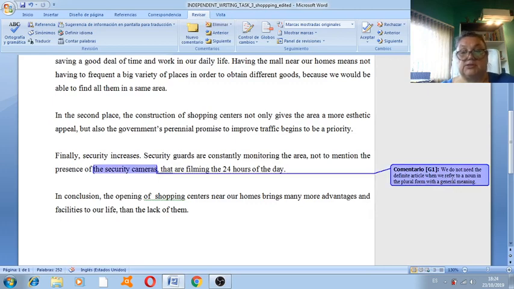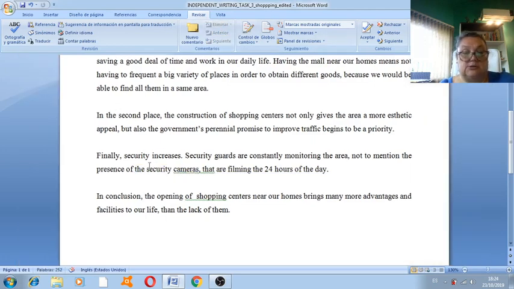A problem with the article here. We do not need to use the definite article the when we refer to a noun in the plural form, as in this case, cameras, with a general meaning. That is to say, when we want to refer to all cameras in general, not a particular type of security cameras, all the cameras in the area. So we don't use the definite article. The presence of security cameras that are filming the 24 hours of the day. Well, here again, the problem seems to be one of development, because a full paragraph requires more than just one or two sentences, as in this paragraph. All right.